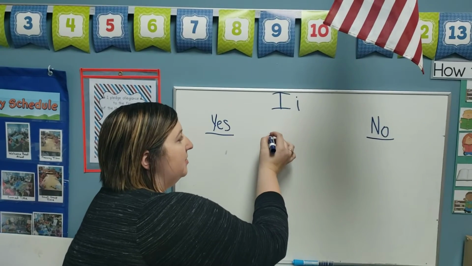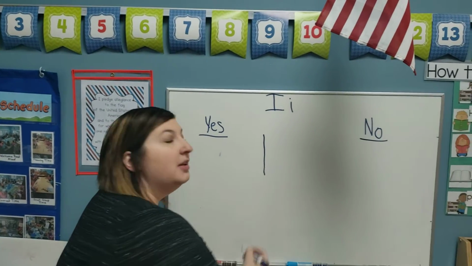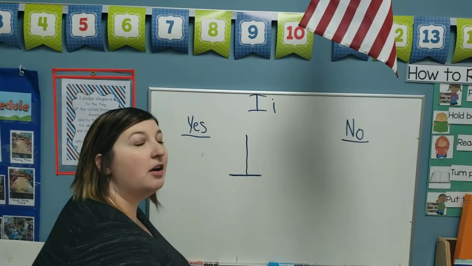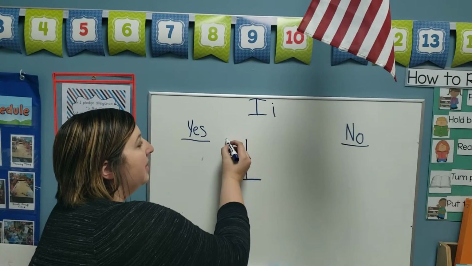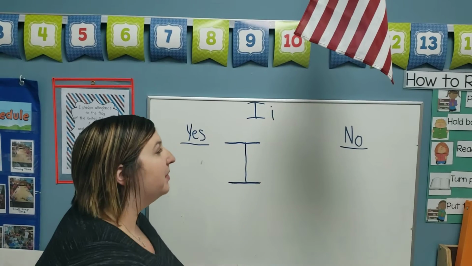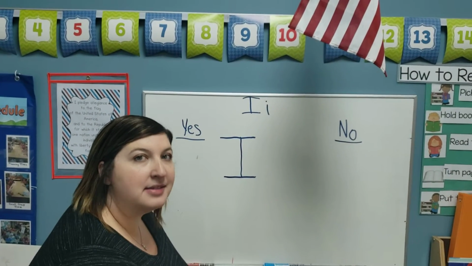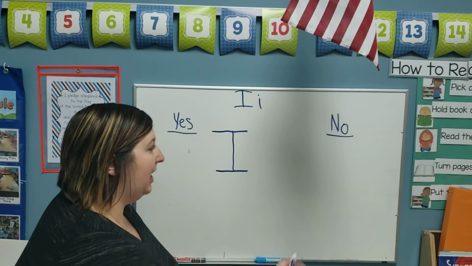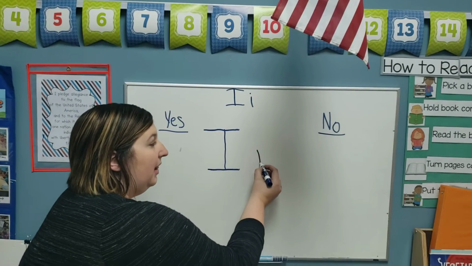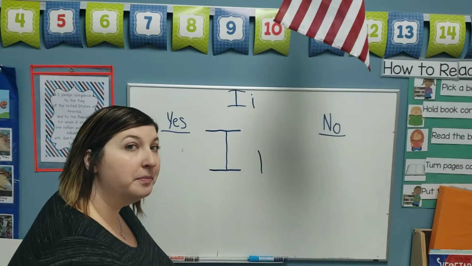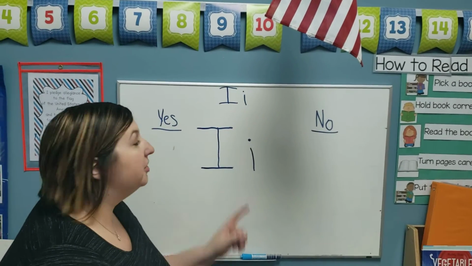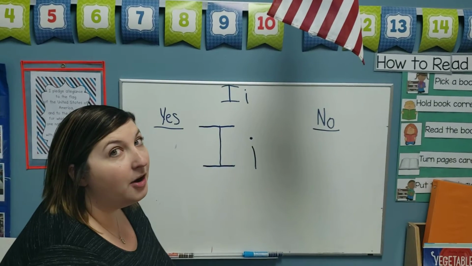All right, first we make one long line down. We make a line across the bottom. We make a line across the top. That is our uppercase I. Now let's practice our lowercase I. Make a little line down and a dot. Make sure your dot is not touching your line though.